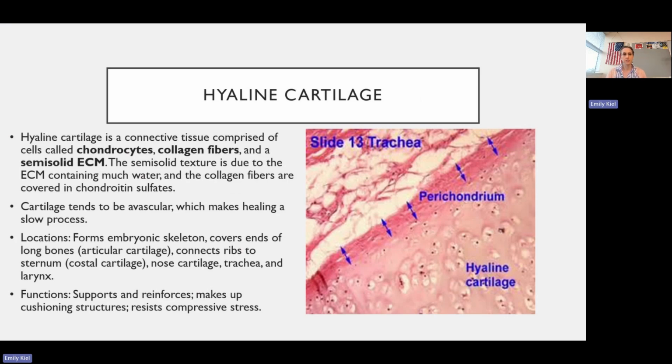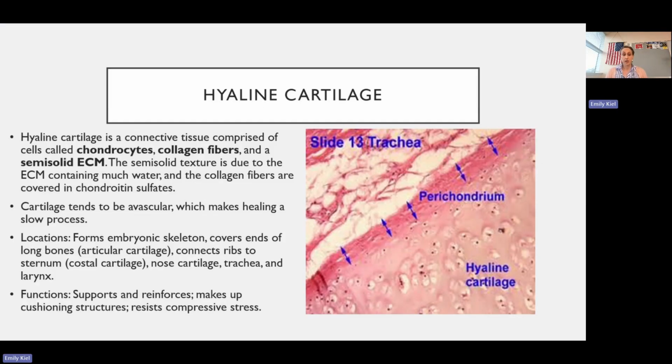It is a connective tissue that's made of chondrocytes. Chondro is the prefix for cartilage. So we've got our chondrocytes, we've got collagen fibers, and then a semi-solid extracellular matrix. It's got a lot of water in that extracellular matrix, and those collagen fibers are covered in chondroitin sulfates to give it this unique texture. Cartilage is avascular, does not have a blood supply, which makes healing really slow, and is one reason why once arthritis appears, it's really difficult to get any healing in that area.